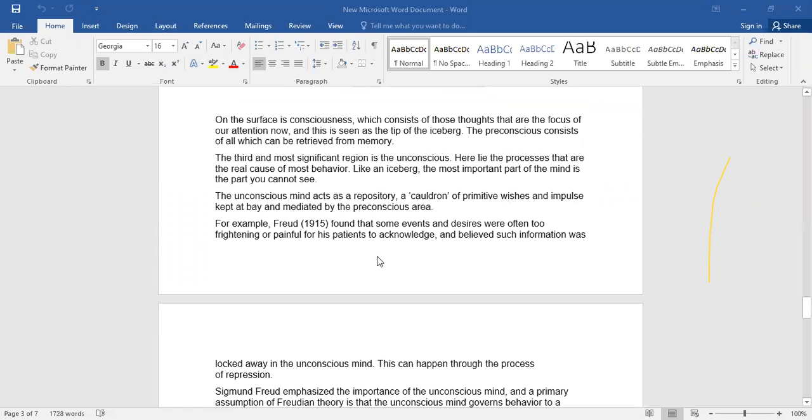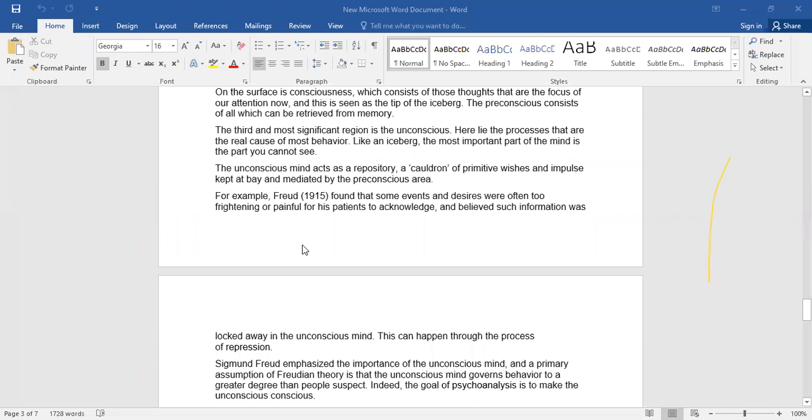For example, Sigmund Freud in 1915 found that some events and desires were often too frightening or painful for his patients to acknowledge, and believed such information was locked away in the unconscious mind. This can happen through the process of repression.